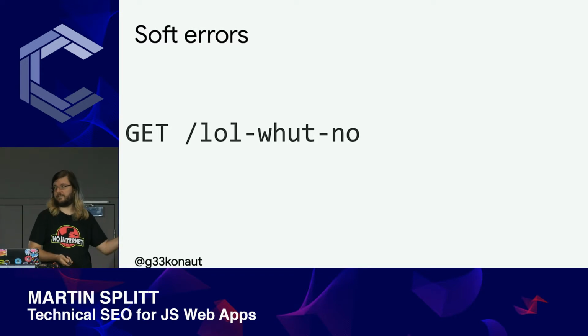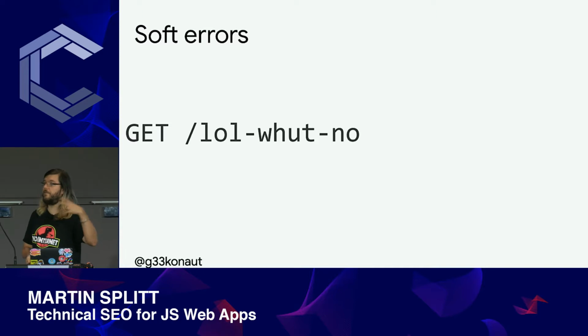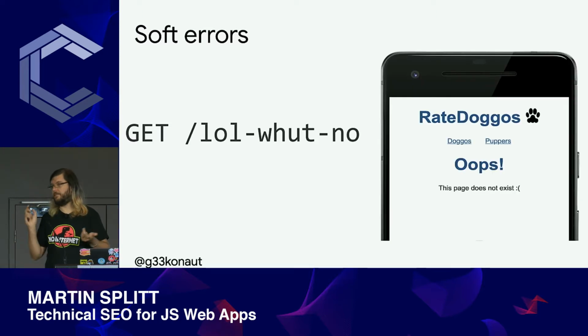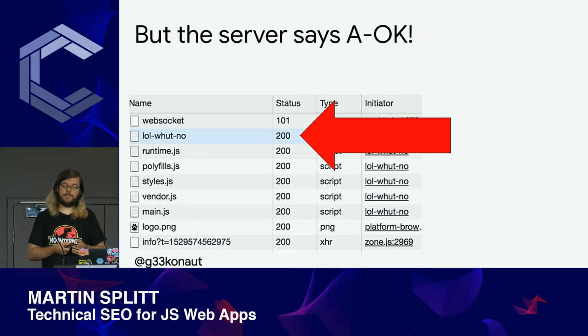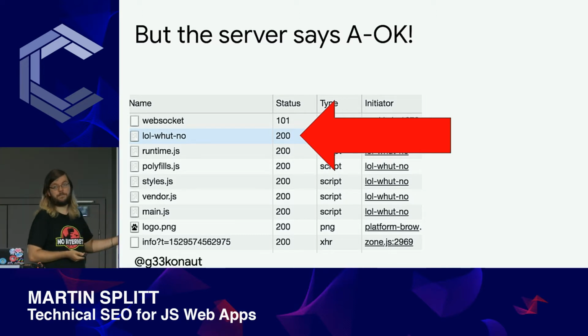So if I go to a URL that doesn't exist, my server doesn't know about that. It will serve the index.html, it will load the JavaScript, the JavaScript does whatever it has to do, and then goes like, I don't know what this is. I have nothing for this URL, I'm sorry. The problem there is your server says, well, this is fine. This is cool. And once your server has spoken, you can't change that with JavaScript.